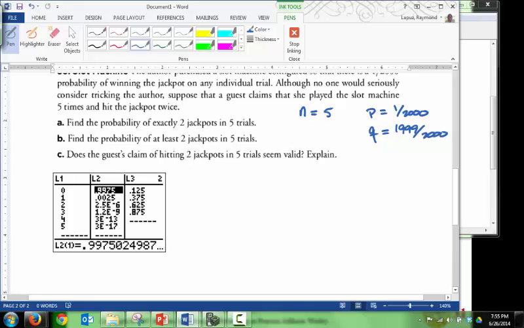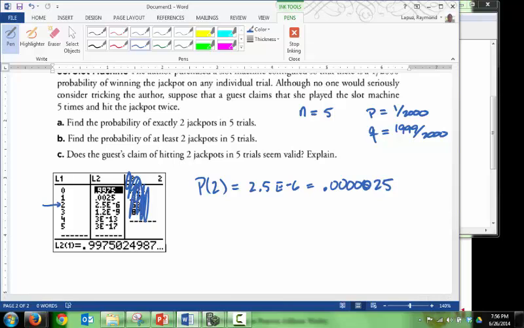So find the probability that you win exactly 2 times in 5 trials. Let's get rid of that L3. So to write this down in notation, probability that you win exactly 2 times is equal to, now I can write it like this, 2.5 e to the negative 6. If you forget to put e to the negative 6, then that's just 2.5, which is not a valid probability because it's bigger than 1. Or you can write this with a point, 0.000002 5. So that's a very small chance. So that's part A. Part B. Find the probability that you win at least 2 times.